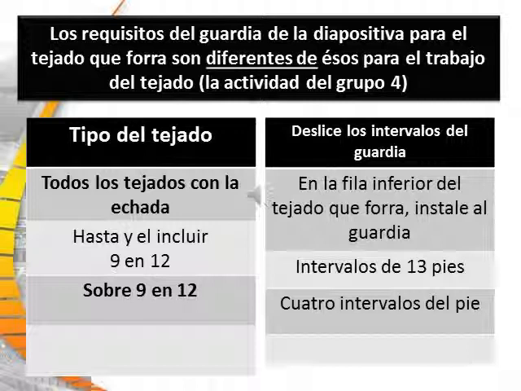If the roof type is all roofs with a pitch, then the slide guard intervals will be at the bottom row of the roof sheathing. If they're up to and including 9 in 12, then you'll have 13-foot intervals. If they're over 9 in 12, you'll have 4-foot intervals.